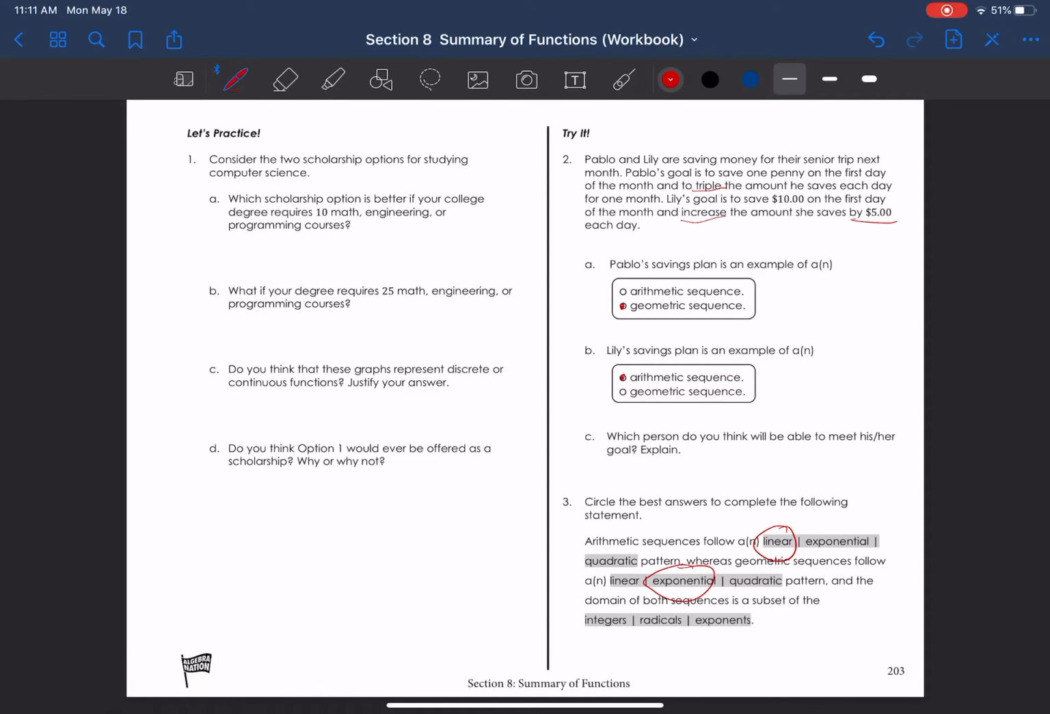So if you're reading it in a real world example, Pablo and Lily are saving money for their senior year trip next month. Pablo's goal is to save 1 penny on the first day and to triple the amount. So tripling tells you that he's going to multiply by 3, and when you are multiplying, that will be a geometric sequence. Lily's goal is to save $10 and increase that amount by $5 each day. So that's going to be constant, and that would be an arithmetic sequence. Again, arithmetic sequences follow a linear pattern, whereas geometric sequences follow an exponential pattern.